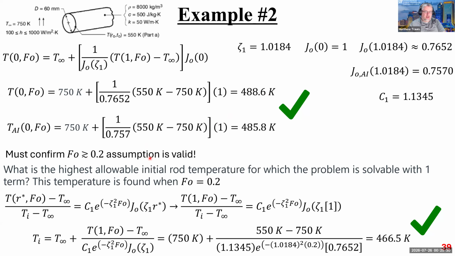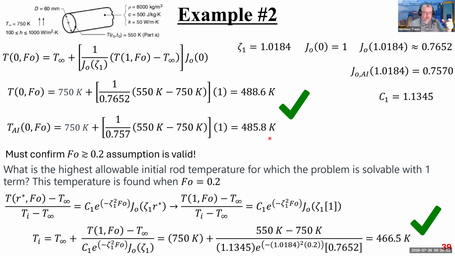So the way that I'm going to do that is I'm going to say, okay, I can solve using the one-term approximation all the way up until a Fourier number of about 0.2. So I'm going to plug in a Fourier number of 0.2 and calculate what that initial temperature is for this Fourier number. It's basically I'm finding out the amount of time that it takes for the center line of the rod to increase up until it reaches this temperature from some initial temperature. What is that initial temperature?